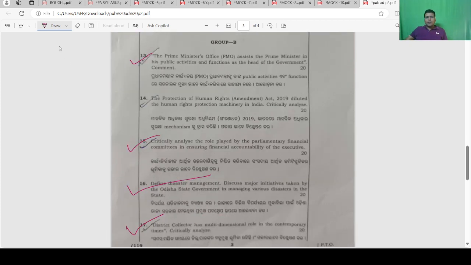Next, PMO. This has been discussed repeatedly in class and practiced in test series, so you can write four pages easily. So about Prime Minister office, you first write about Prime Minister. Prime Minister is getting secretarial assistance from an office, Prime Minister office. Prime Minister office's political head is PM. Administrative head is principal secretary to the PM. Then write role and function of Prime Minister office, 10 to 15 roles.